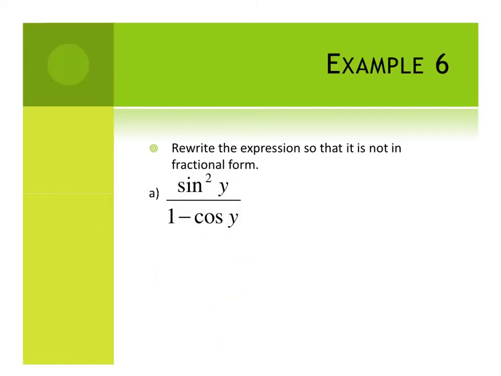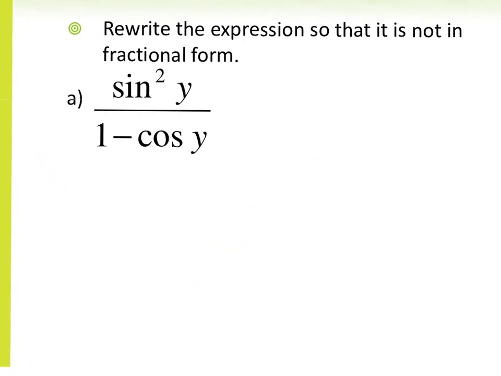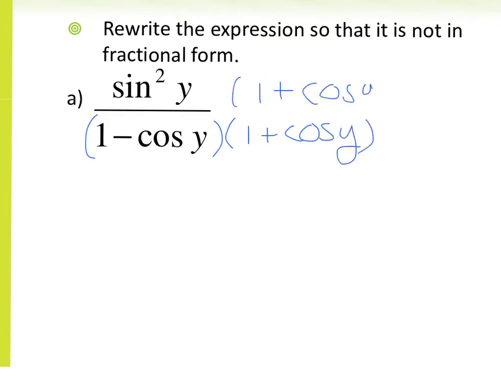Alright, another example. It says to rewrite the expression so that it is not in fractional form. So I want you to think back to complex numbers. That's when we used i. And if we were trying to get rid of i in the denominator, what do we multiply the top and bottom by? So I'm going to multiply the top and bottom by the conjugate pair. So I'm going to multiply the top and bottom by 1 plus cosine y.